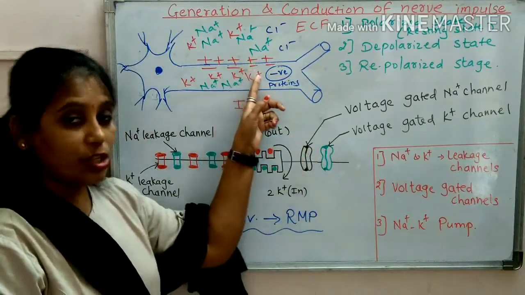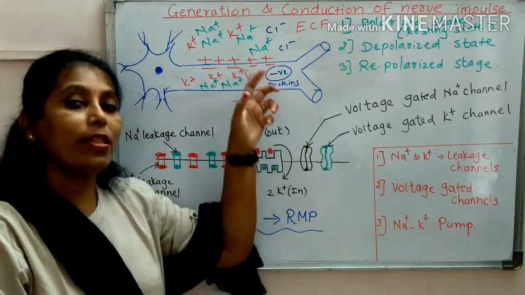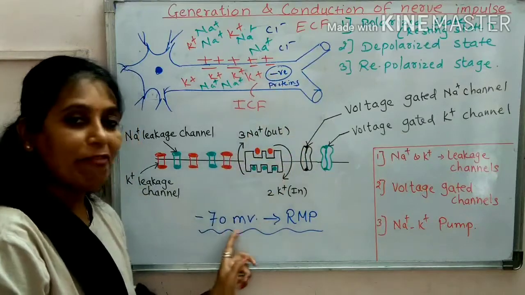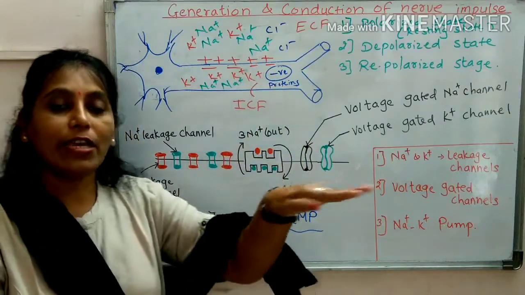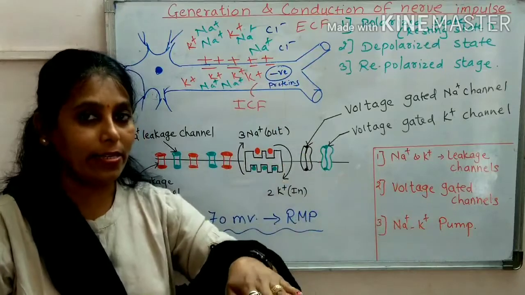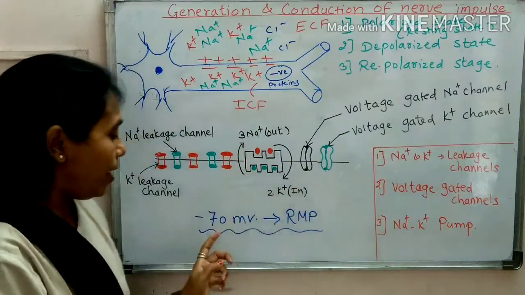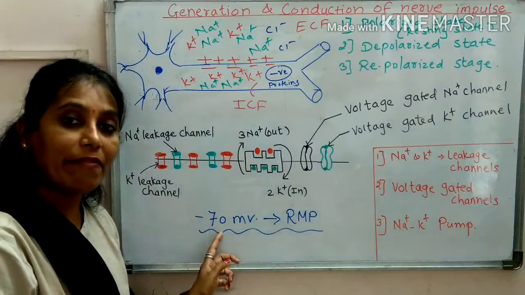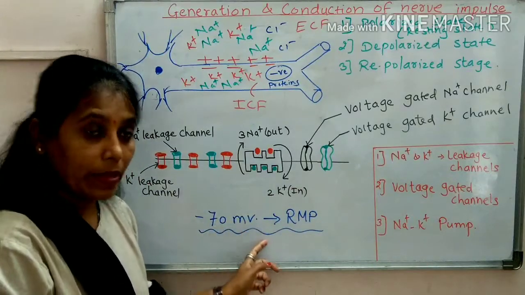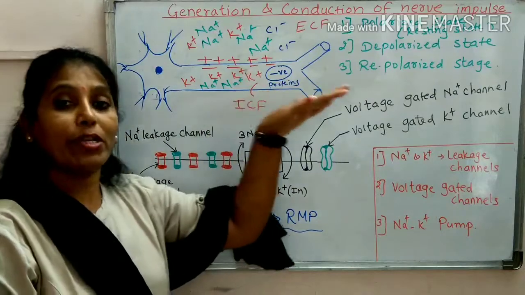If we measure this polarity with the help of a voltmeter, you will find that when the nerve is not carrying any message, the resting membrane potential comes to minus 70 millivolt. This is the number if you measure it.